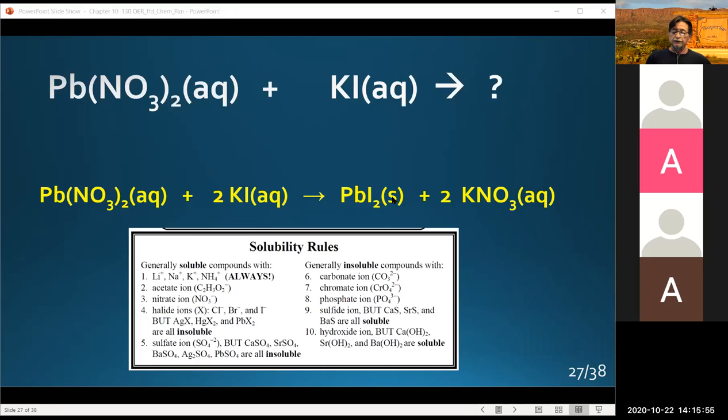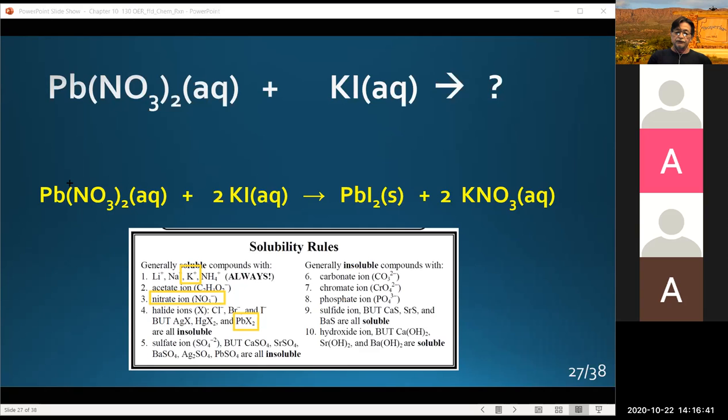Now, how do we know that it's a solid as far as lead iodide? Well, we go to the solubility rules and we look for the halide, which is number 4. But anytime you see lead X, where X represents either chloride, bromide, or iodide, it is insoluble. Hence, lead 2 iodide is a solid. Potassium nitrate, well, we know the nitrates are always soluble. And coupled on top of that, it's bonded with potassium. So it's obviously going to be soluble, both of them.